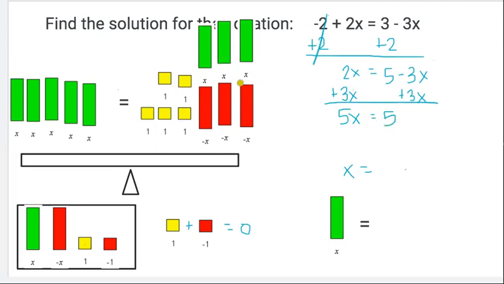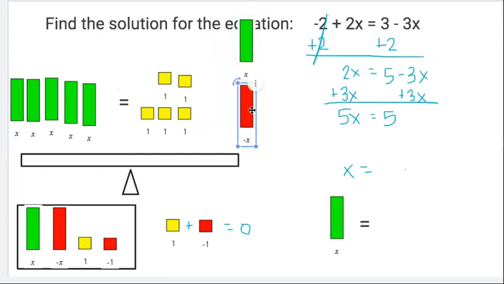What happens to these green and red ones? Well, remember, 1 green and 1 red equals 0, just like 1 yellow and 1 red equals 0. So x minus x equals 0. So now I just have 5. So the minus 3x plus 3x is gone. It just equals 0, so I'm going to take it away. So now I have 5x equals 5.